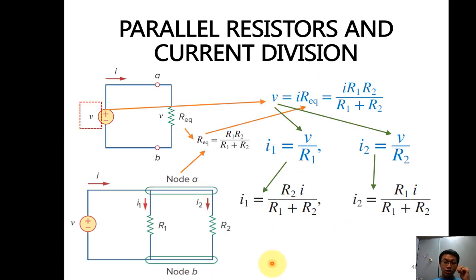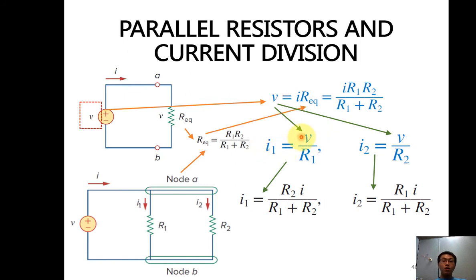What about the current division? Here is the current division. Come back to the equivalent circuit and the resistance. So I start from here: V equals I R equivalent. So my R equivalent is actually R1 times R2 divided by R1 plus R2. And then I know that my V equals I1 times R1. My V also equals I2 times R2. So let's have a look at the first equation.